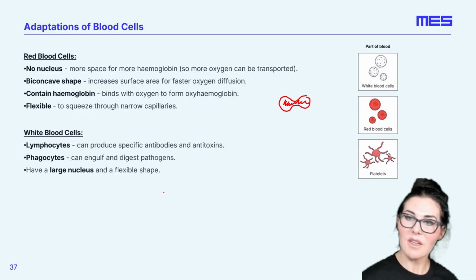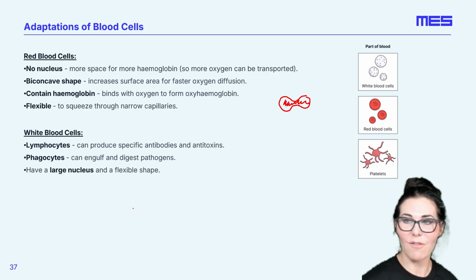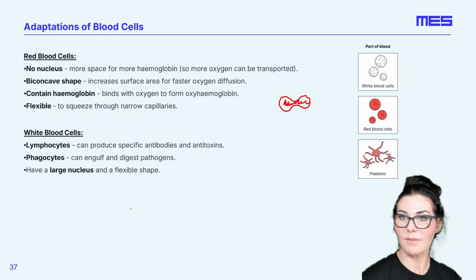And that means that these white blood cells can actually migrate from the blood into the tissue areas in order to get to pathogens infecting tissue. So they're very flexible in their shape. They can change their shape slightly to do that.